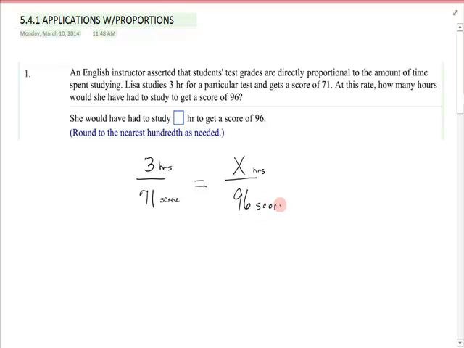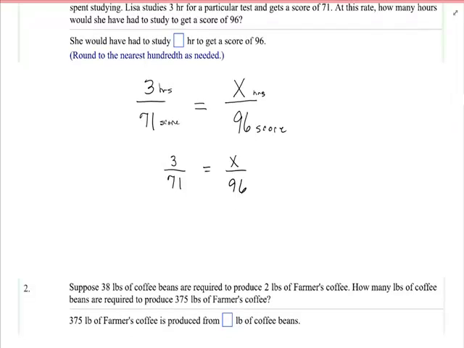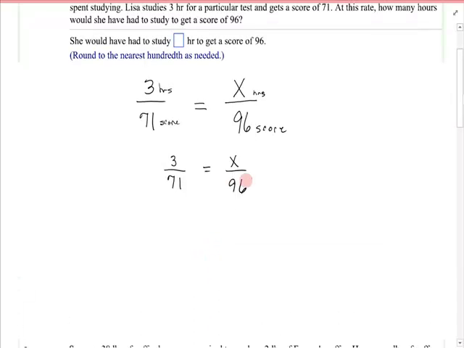When you're setting up a proportion, if you have hours over score, then on this side of the equal sign, you will have to have hours over score. So now you don't have to pay any attention to the labels. We have 3 is to 71 as X is to 96. How do I solve that proportion? Well, I use those same skills I did in the last lesson.